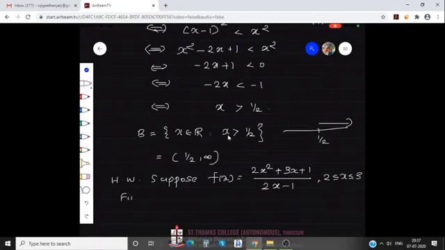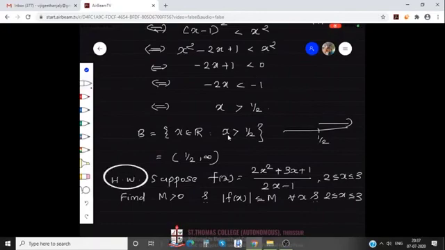Find a constant m greater than 0 such that absolute value of f of x is less than or equal to m for all x such that 2 less than or equal to x less than or equal to 3. So this is your homework. Find an upper bound for absolute value of f of x. There is a hint, that is triangle inequality. Use triangle inequality.